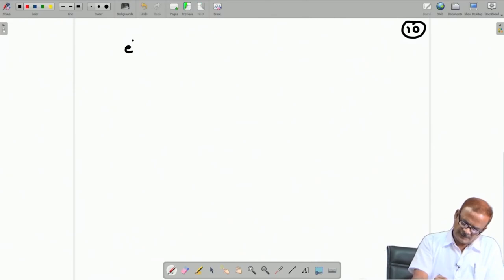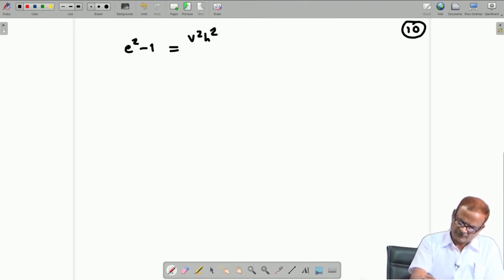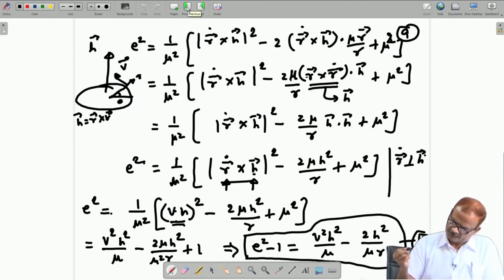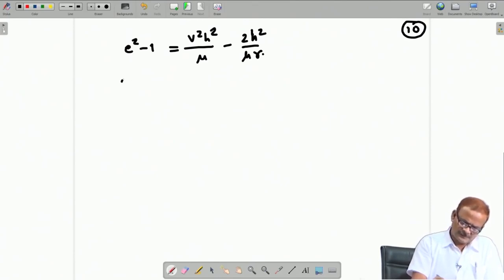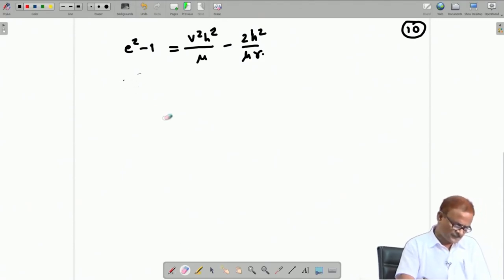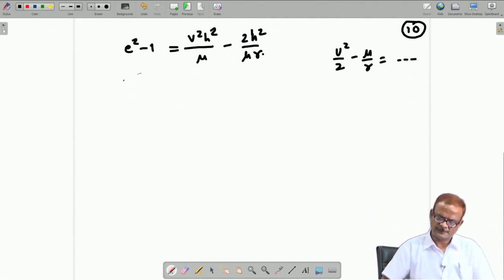Okay, so we have e square minus 1, this quantity is v square h square divided by mu minus 2 h square by mu r. So, we rewrite it. Finally, what we want to do is express it in the format v square divided by 2 minus mu by r equal to something. In this format, we want to bring it.